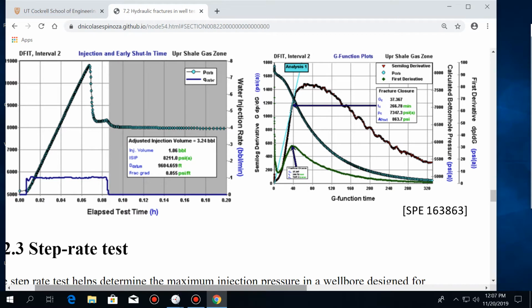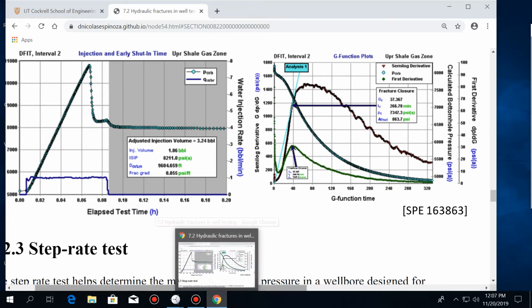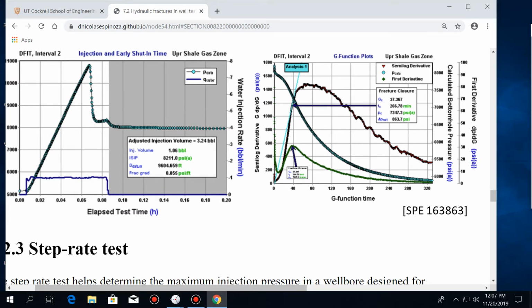Yes, Mr. Morreale. Sorry, say again? Do you get all your data, like analysis, after closure? Well, no, you will have all the data all the time. But for this analysis, you just analyze the data after shut-in. After shut-in, that's when you start to analyze your data.